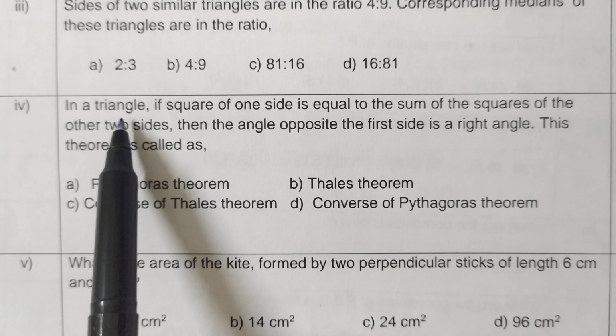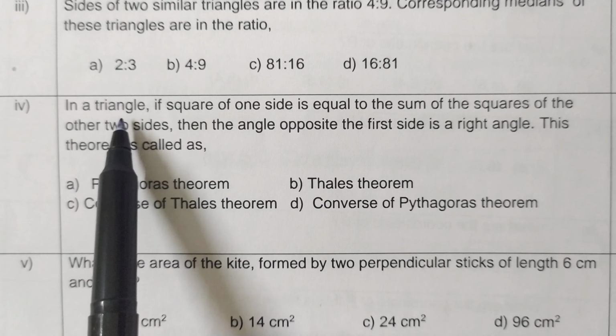So the last question, let's see what is last. What is the area of the kite formed by two perpendicular sticks of length 6 cm and 8 cm? So here one diagonal is 6 cm and the other is 8 cm. Let's find out the area. So let's solve this here. One diagonal is 8 cm, so suppose this AD is 8 cm and BC is 6 cm.